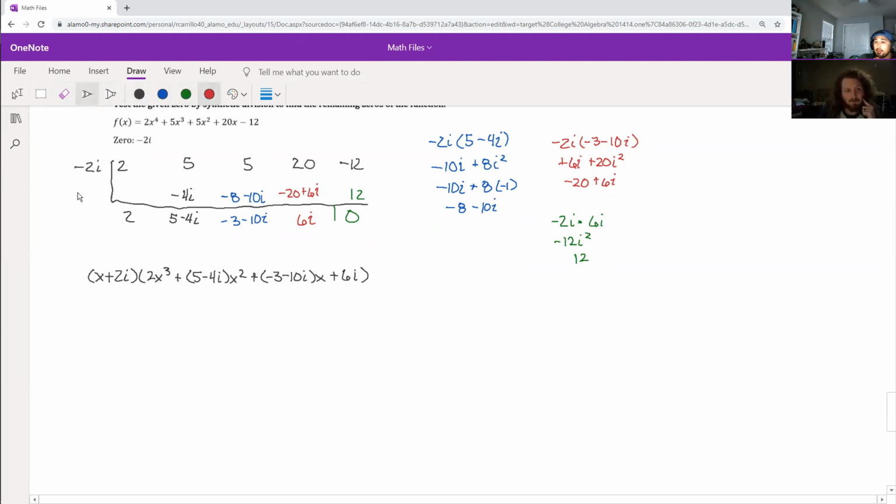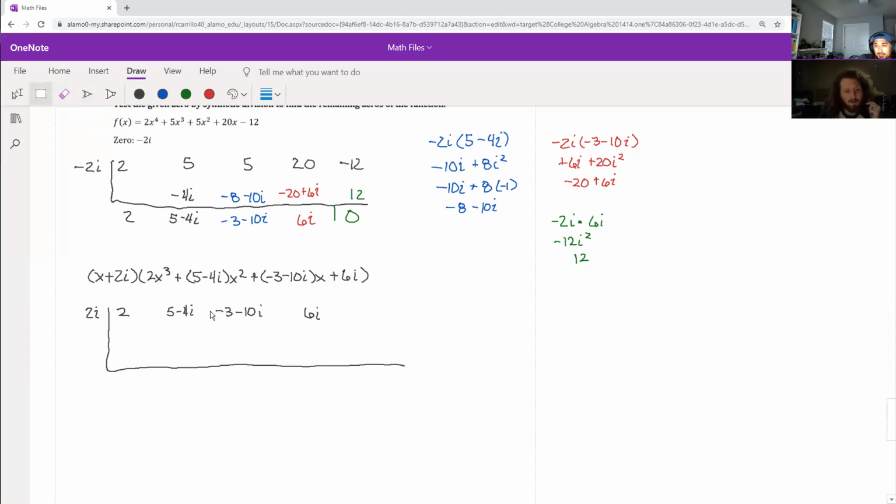Three i. Well, it's negative 2i, so then it would be just 2i. There you go, 2i. So we're going to do this again with 2i. That is right. Give myself lots of room here. We have 2, 5 minus 4i, negative 3 minus 10i, and then 6i.